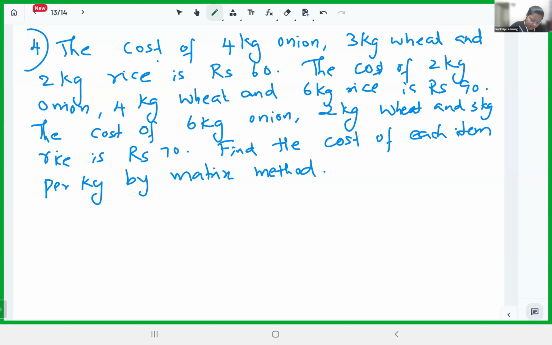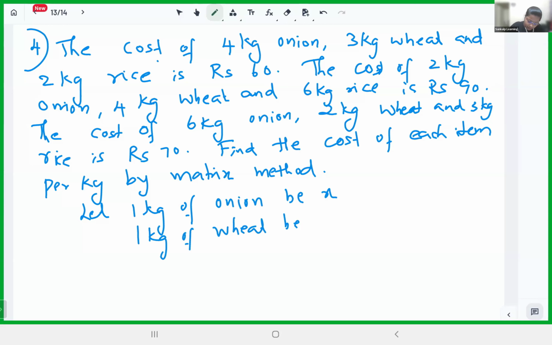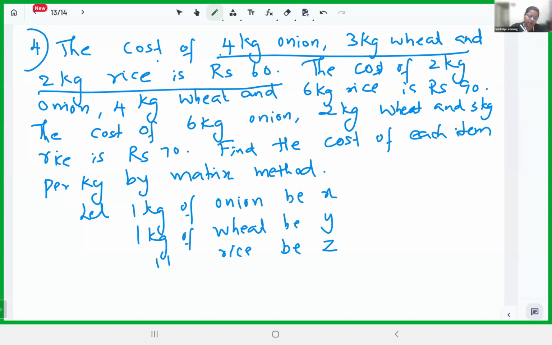So the first equation can be like, let 1 kilogram of onion be x. Similarly, let 1 kilogram of wheat be y, and let 1 kilogram of rice be z. So I have considered 1 kilogram of each onion, wheat and rice as x, y, z. Okay. So the word problem can be converted algebraically. How can you convert this one?